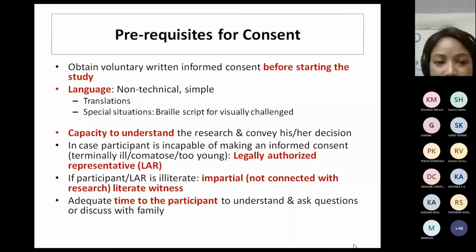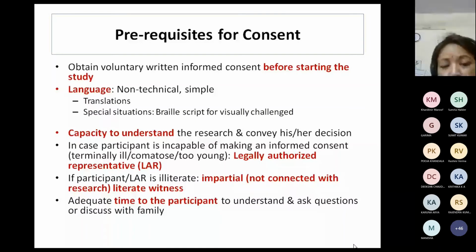The language which is used in the consent form should be in non-technical terms. It should be in simple local language which can be easily understood by the participant. In special situations, for example, if a participant is visually challenged, you can even use braille script. What is important is that the participant fully understands what information you're trying to give. You have to ensure that the participant has the capacity to understand the research and then convey his or her decision, right?